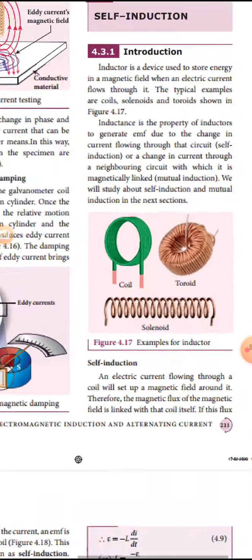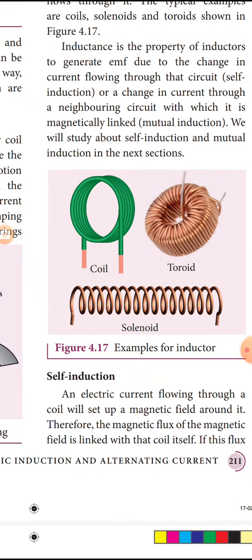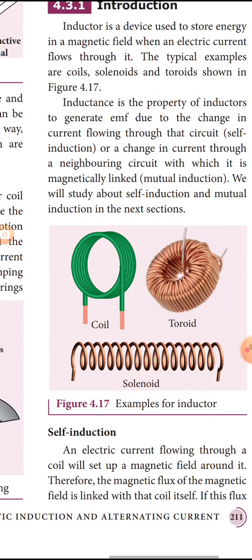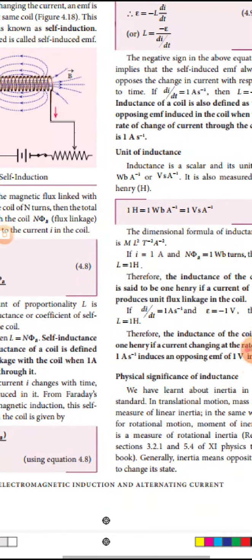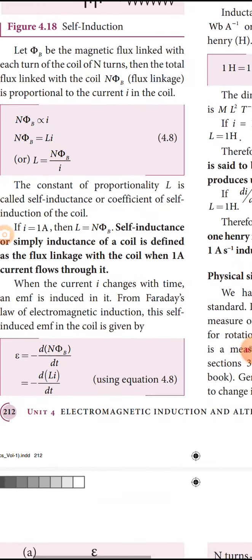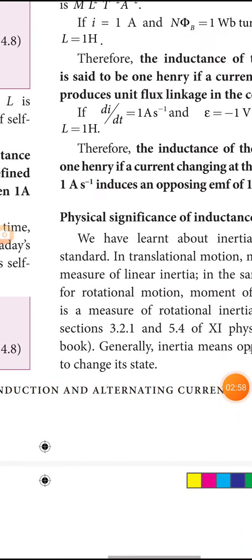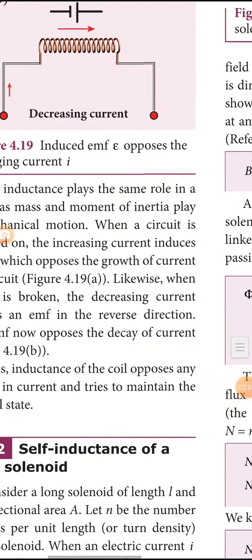And self induction. Suppose you have a single coil, and if there is a change in magnetic flux, EMF is induced. If it has a single coil, it is called self induction. If you have 2 coils, then it is called mutual inductance. And you have to define what is self inductance and the physical significance of inductance.